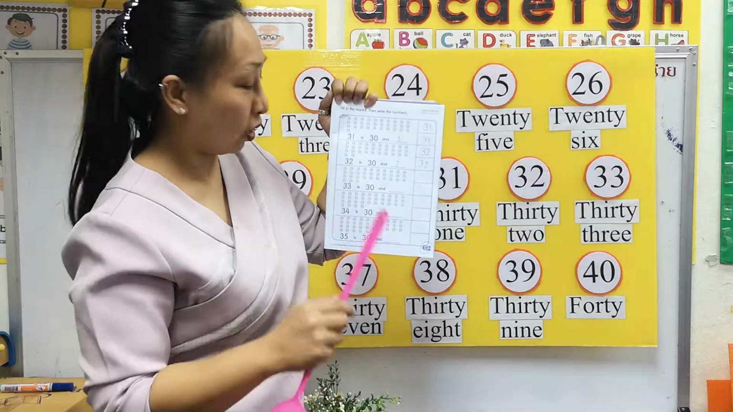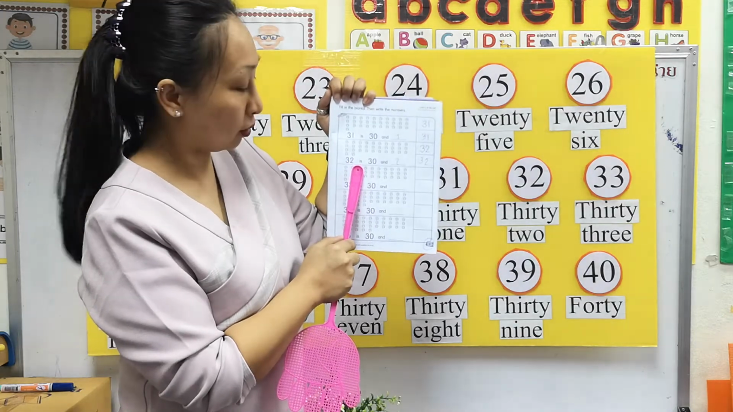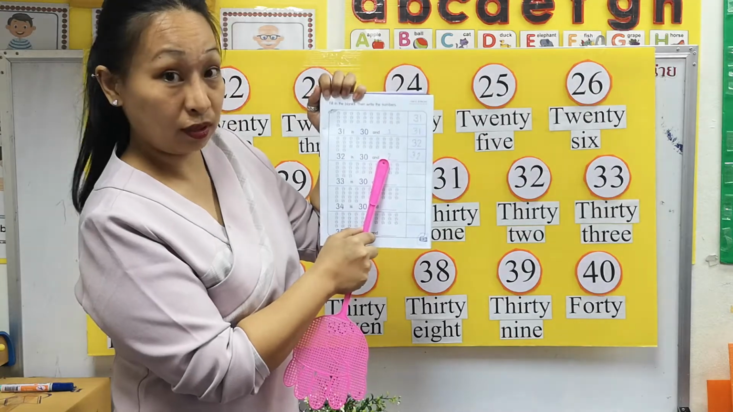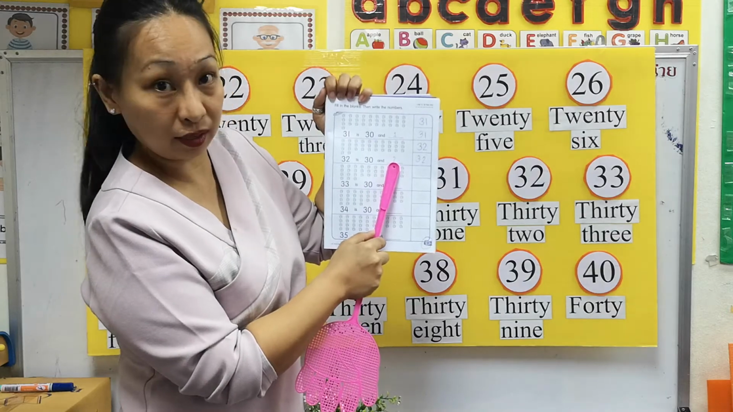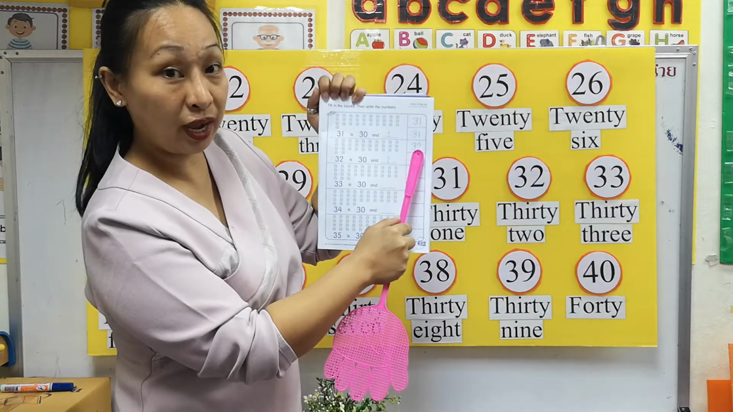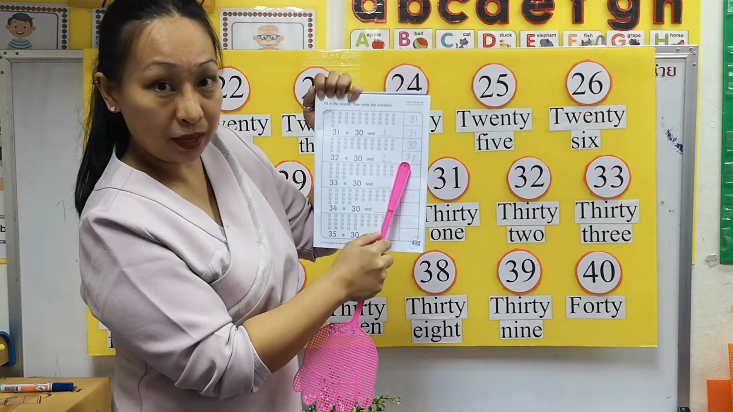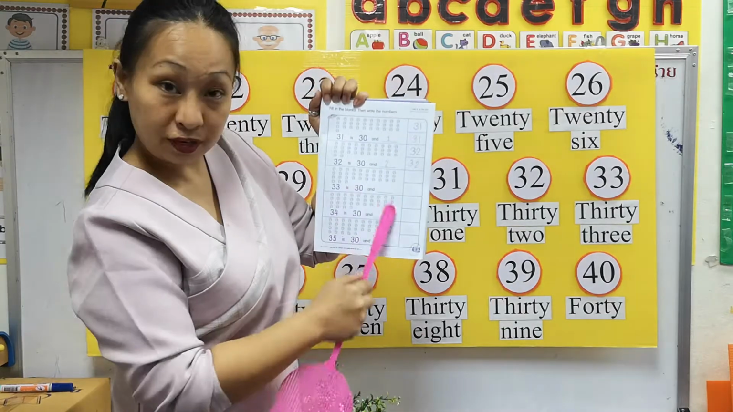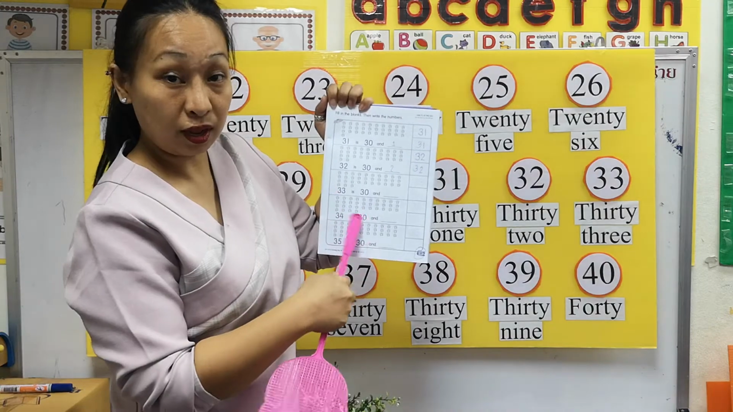1, 2, 3, 4, 5, 6, 7, 8, 9, 10, 11, 12, 13, 14, 15, 16, 17, 18, 19, 20, 21, 22, 23, 24, 25, 26, 27, 28, 29, 30, 31, 32. So they are 32. 32 is what? 30 and 2. Number 2. You will transfer 2 into the underline inside the box. And then you will trace number 32. And then copy it below. Right? For the rest, Teacher Donna will expect you to do the others.